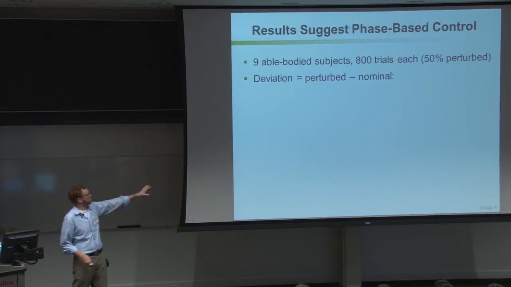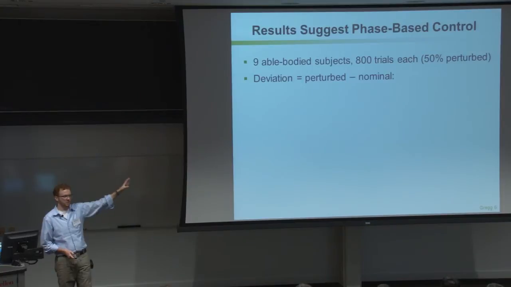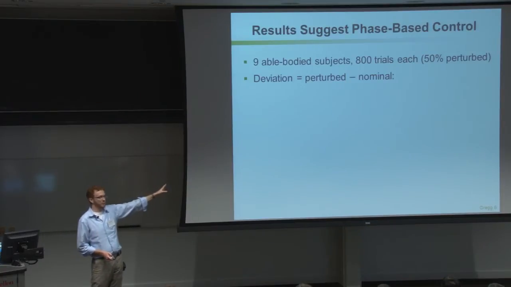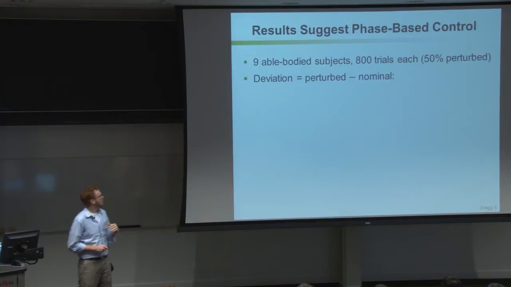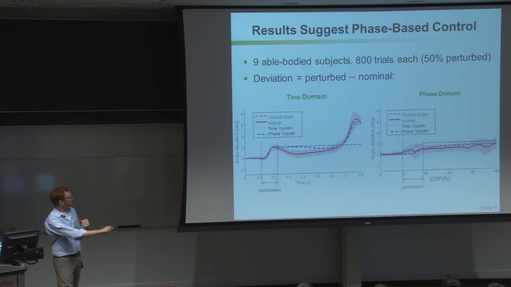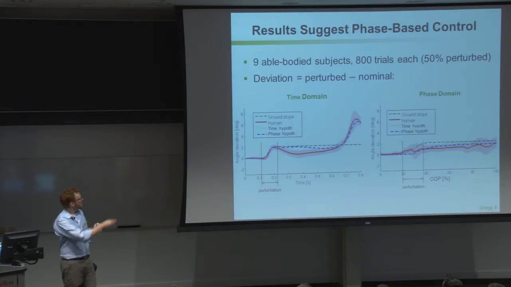Now, I'm going to show you the deviation, which is the difference between the across-subject perturbed mean and the across-subject non-perturbed mean, or nominal mean, because it's a little bit easier to see what's happening. And so if you look in the time domain, so looking at the data over time, and this is normalized time, so we're not trying to bias anything.